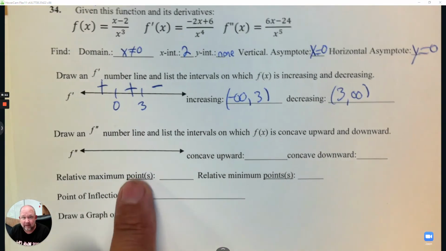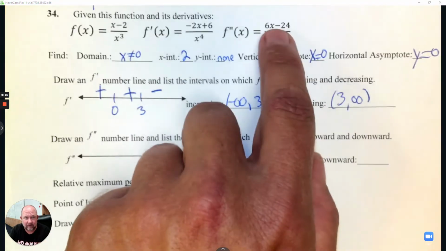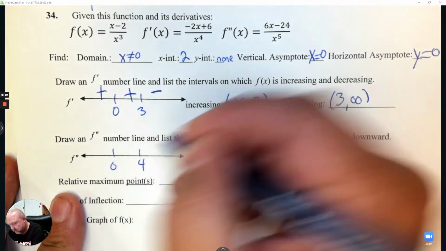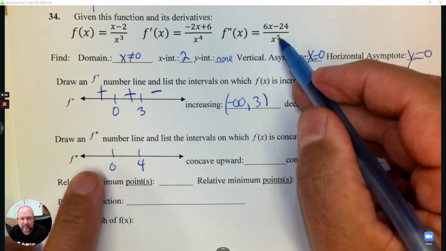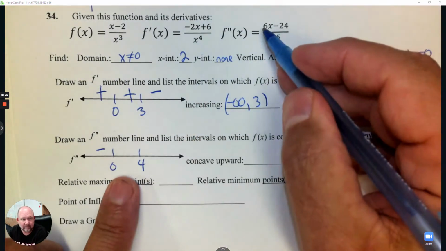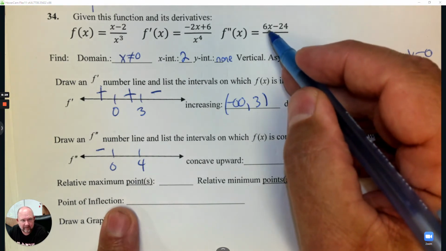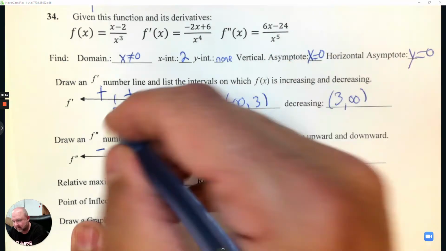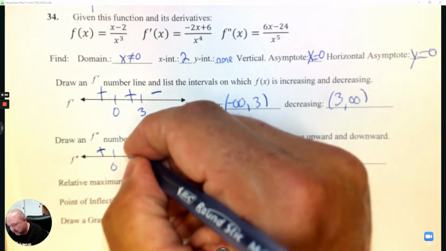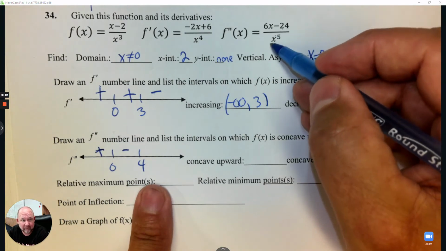Draw a secondary number line. That's the secondary. What's the critical number? What number here makes it 0? That's 4 and 0. Again, use the second derivative. Plug in -1. Plug in 1. Sorry, -1 actually ends up being a negative over a negative, which is positive. +1 becomes a negative over a positive. And then 5, that's a positive over a positive.